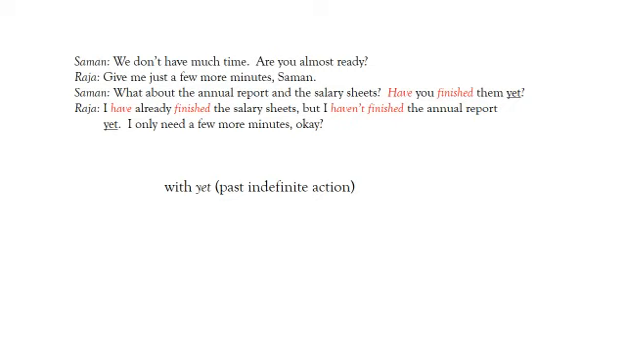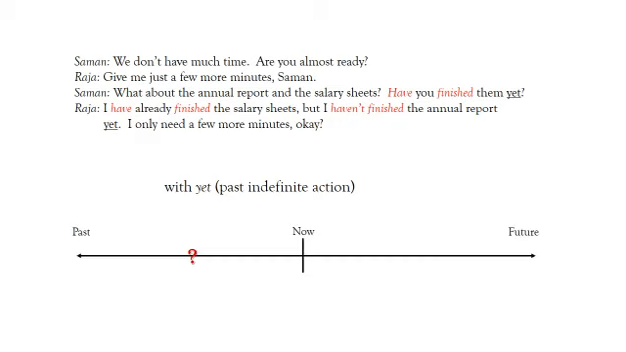Now, if you look at the broader statements in which the word yet has been used, the first one is, have you finished them yet? As you can see, it is a question. And the second instance is, I haven't finished the annual report yet. It is not a question, it is a sentence which is in the negative. It gives the negative meaning because we are saying, I have not, I haven't. So the word yet appears in questions, and in negative sentences.